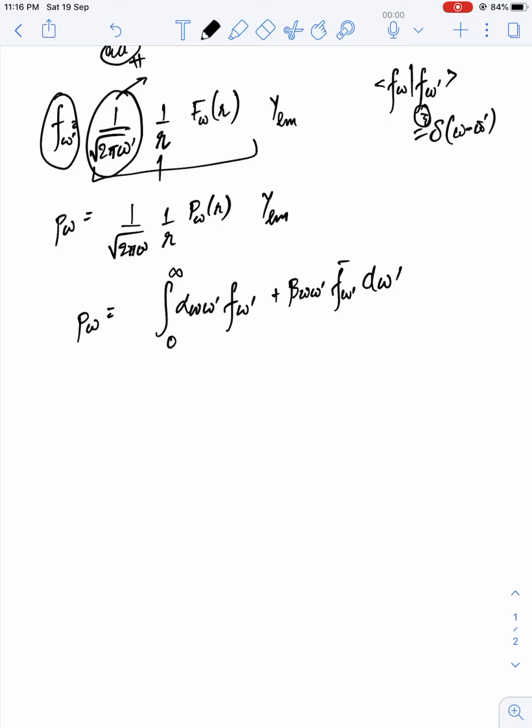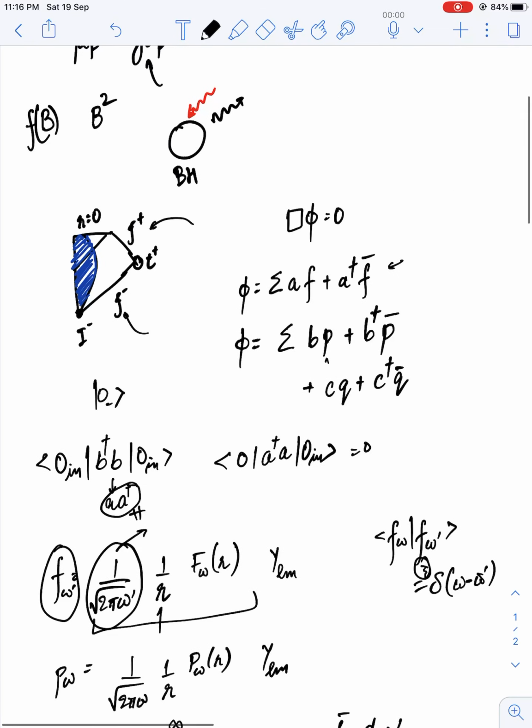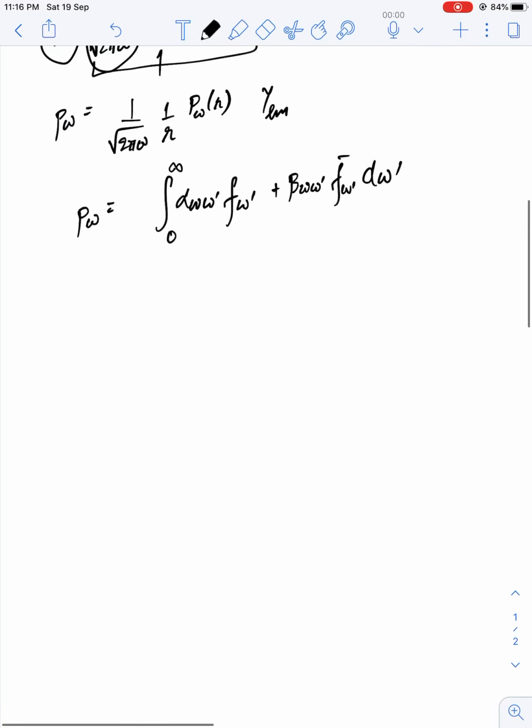Now to do this, what he does is, we know the function p omega here, and we know the function f omega here. I will draw a different diagram here.